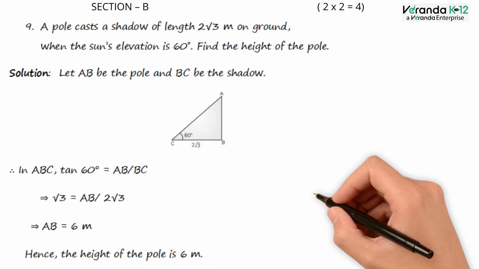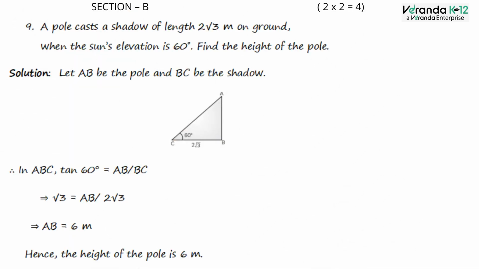Question number 9. A pole casts a shadow of length 2 root 3 meter on ground when the sun's elevation is 60 degree. Find the height of the pole. Solution. Let AB be the pole and BC be the shadow. Taking triangle ABC, we have tan 60 degree is equal to AB by BC, which implies root 3 is equal to AB by 2 root 3, which implies AB is equal to 6 meter. Hence, the height of the pole is 6 meter.